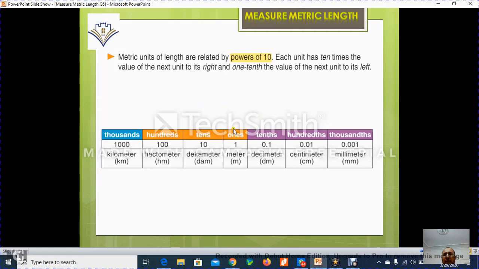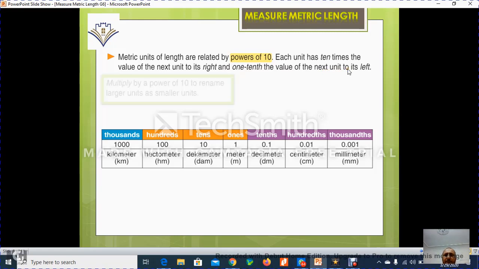Now what about 1? It will be 1/10. Then 1 multiply 10 or 1 divided 10? 1 divided 10 equals 1/10. 1/10 divided 10 equals 1/100, 1/100 divided 10 equals 1/1000, and so on. Then metric units of length are related by power of 10. Each unit has 10 times the value of the unit to its right. And 1/10 means 1 divided by 10, the value of the next unit to its left.